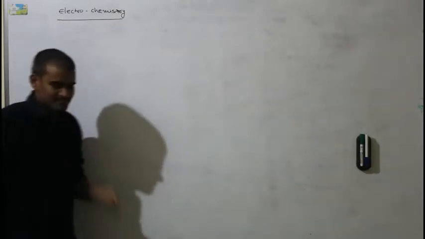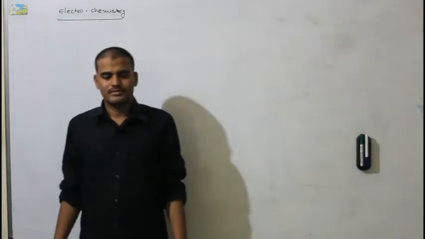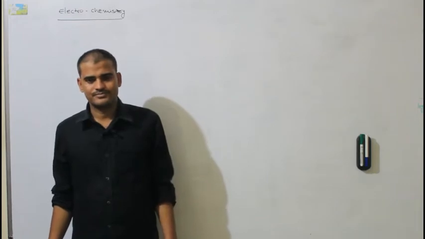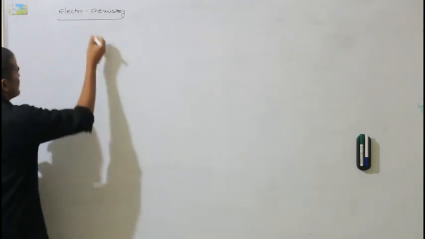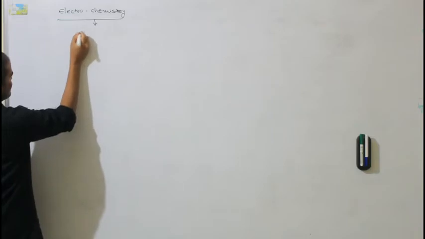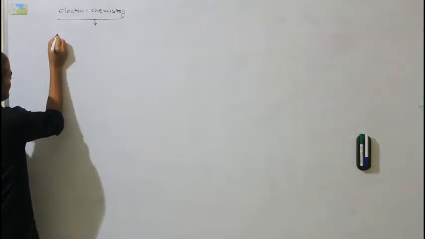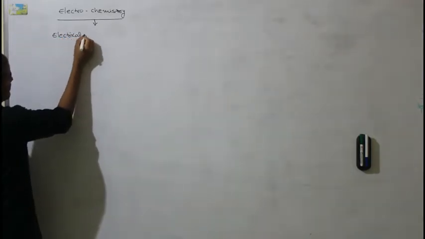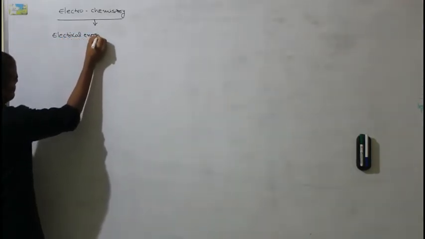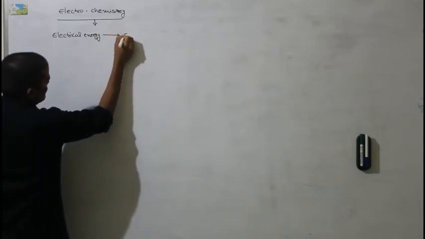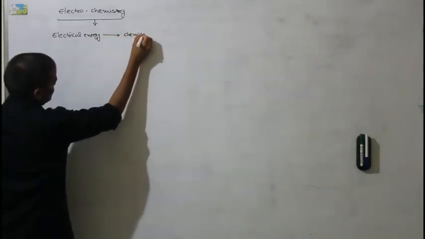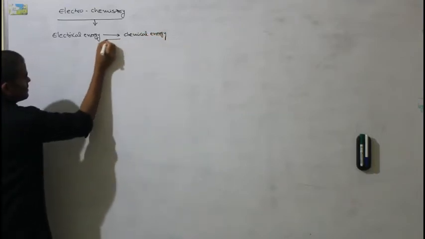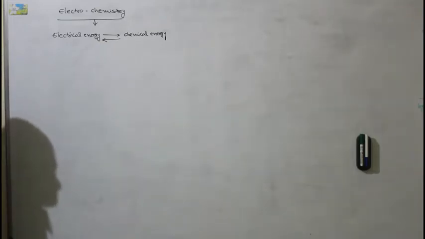Electrochemistry. So in this electrochemistry chapter, we discuss interconversion of energies. It discusses the interconversion of energy, that is, electrical energy into chemical energy and chemical energy into electrical energy. Interconversion we will discuss.